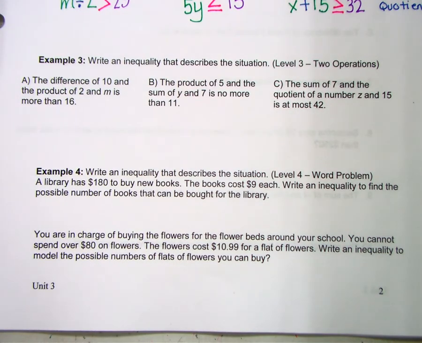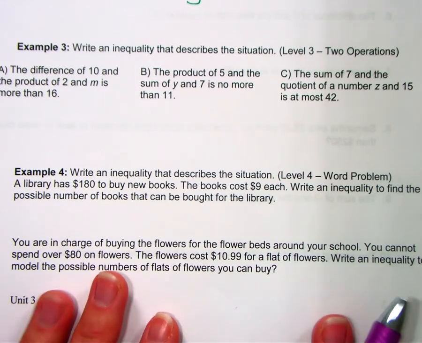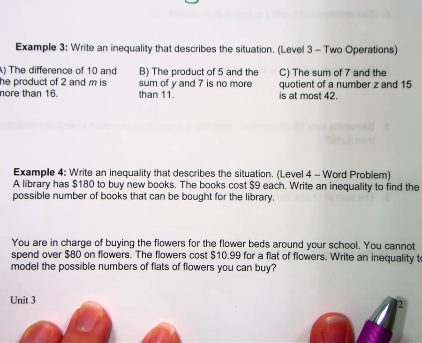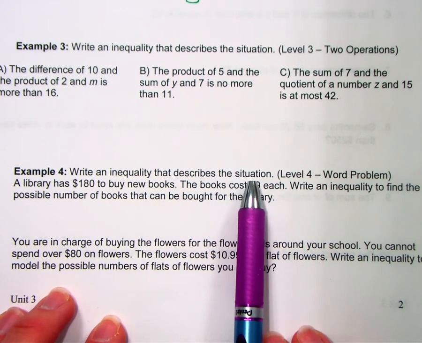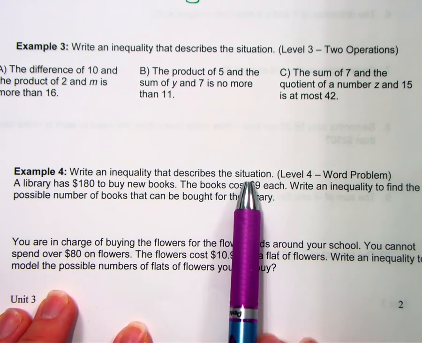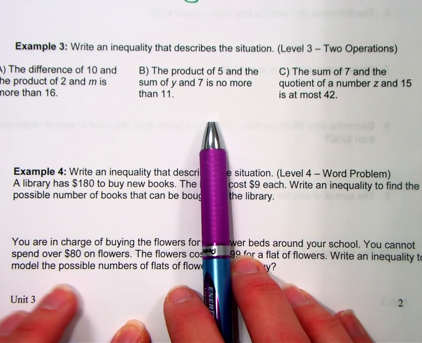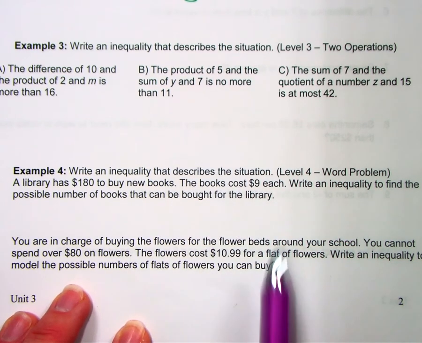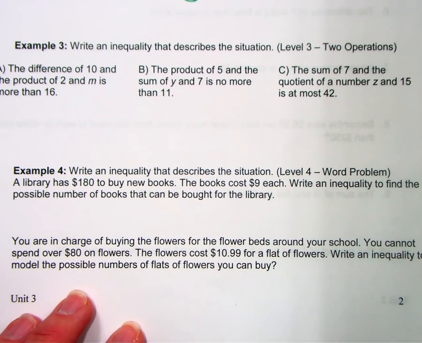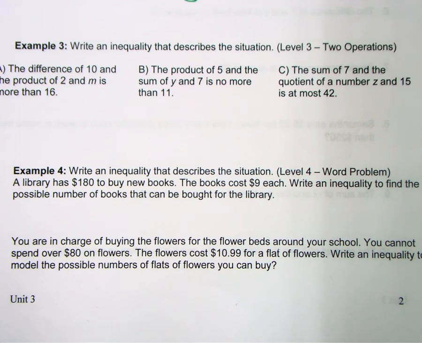Okay, I'm going to zoom in a little bit more so that we can see the problem a little bit better, but I'm going to go ahead and just start reading. What we're doing here is we're writing an inequality that describes a situation, and it's a situation that isn't written out as explicitly as the ones up here, but it is very similar to what we've been doing before, but it just has an inequality symbol in there, so we have to be able to figure out what the inequality symbol is.